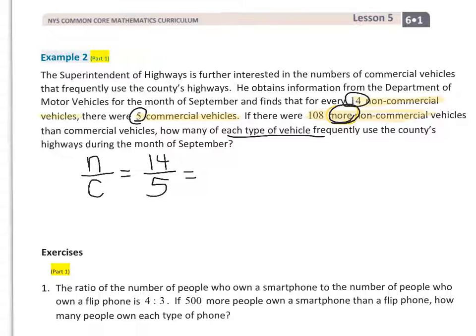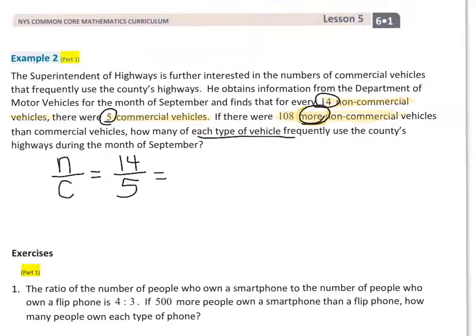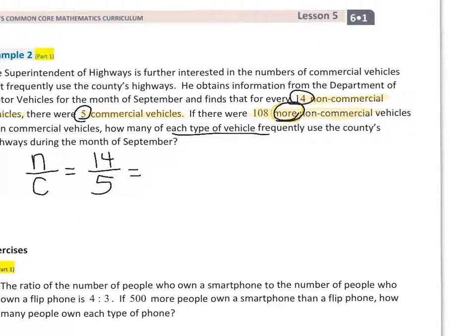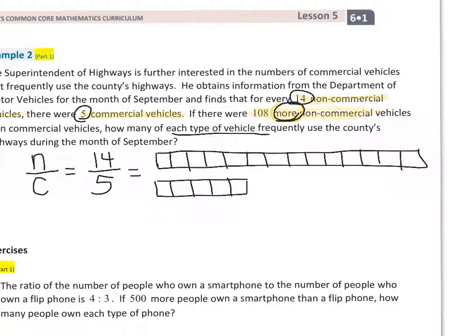Now you might recognize that that first tape diagram is going to be pretty long because there's going to be 14 sections to it. So maybe make your sections kind of on the smaller side. So let's go ahead and make that now. In the story problem, it said that there were 108 more non-commercial vehicles than commercial vehicles. Can you please put a rectangle around that?